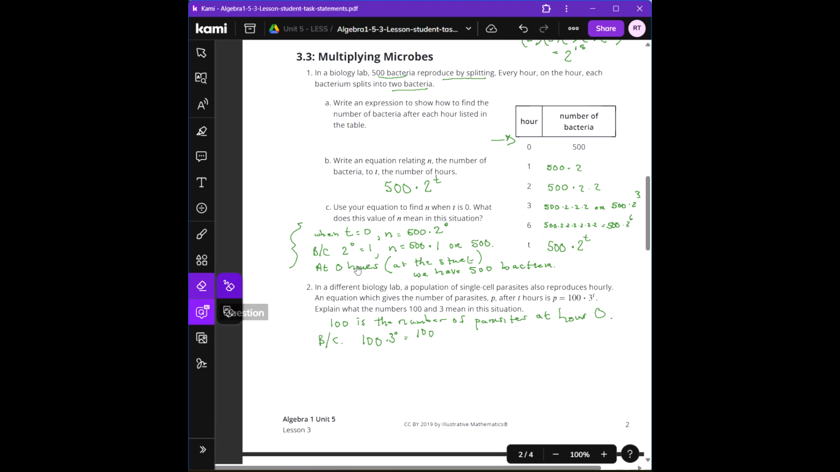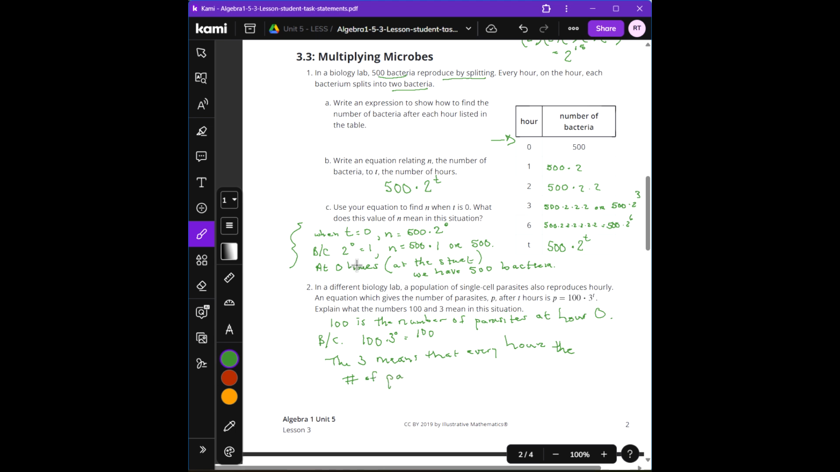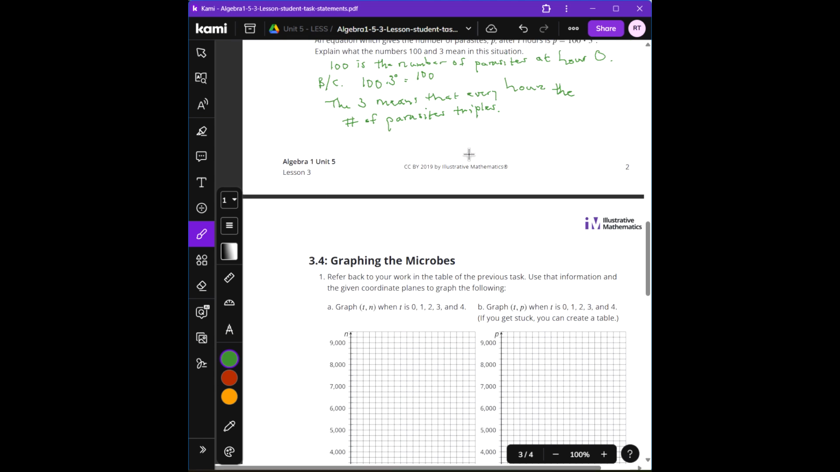Is equal to 100. All right, and so the 3 means that every hour the number of parasites triples. Let's look at the next one.